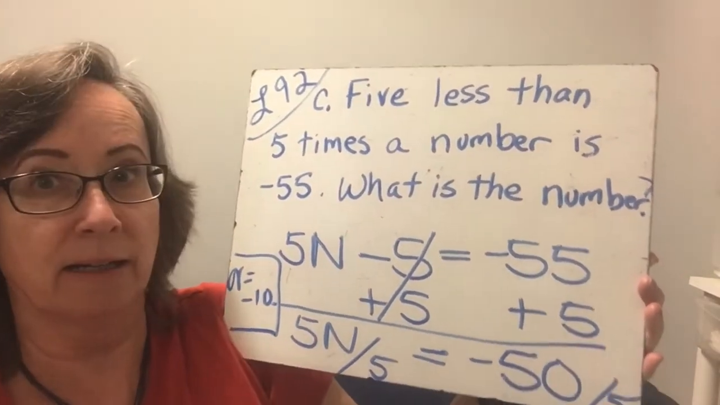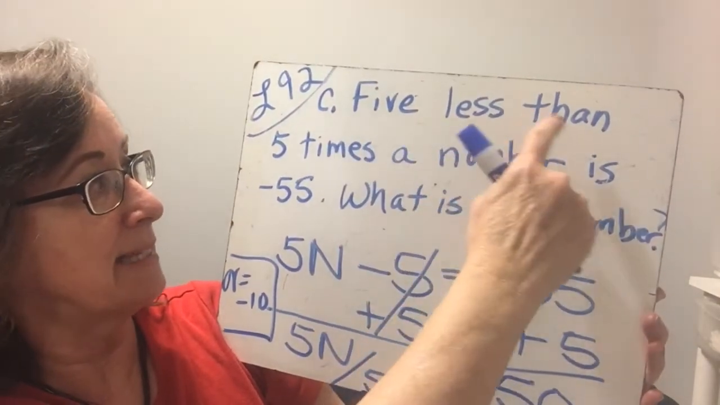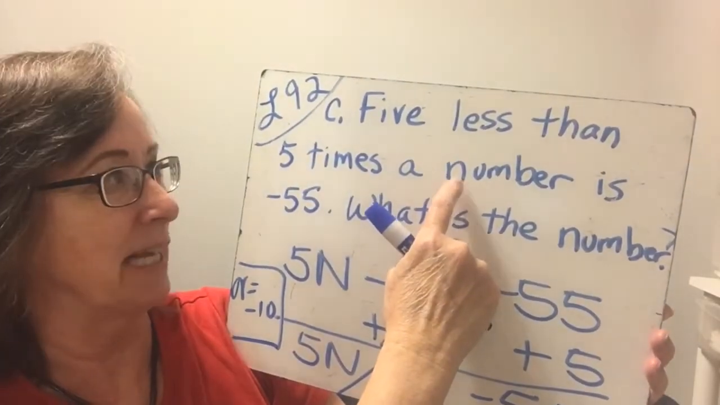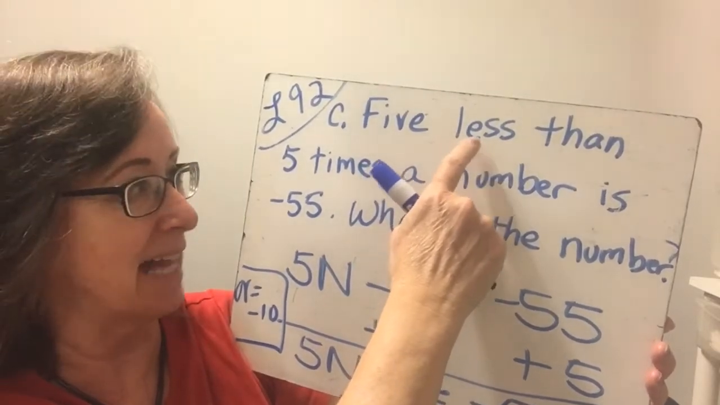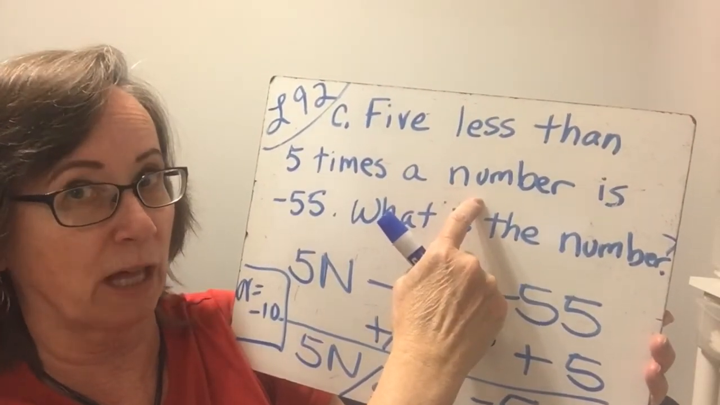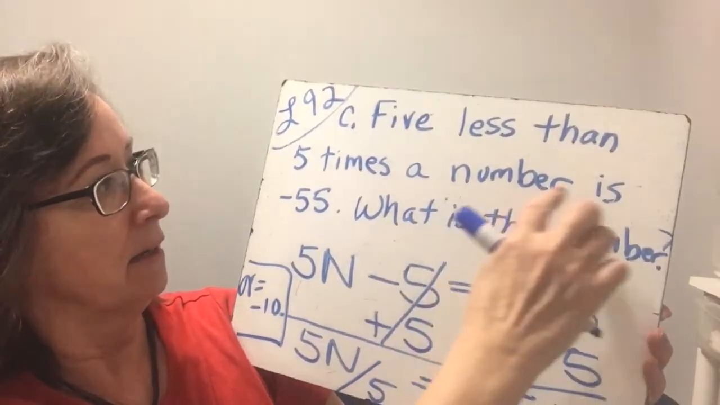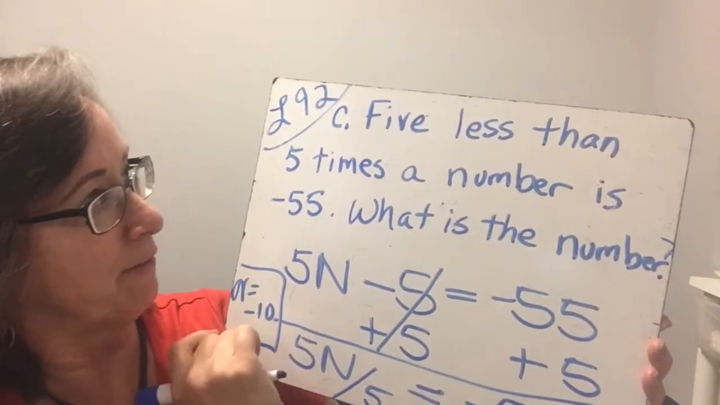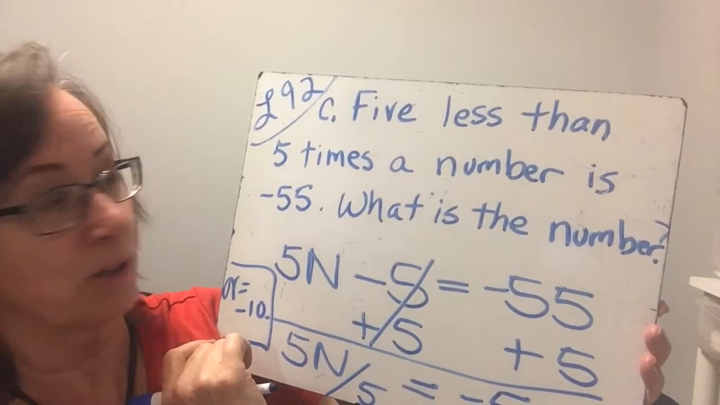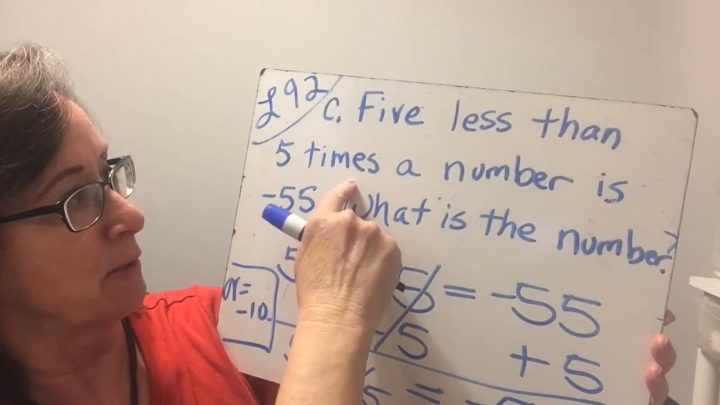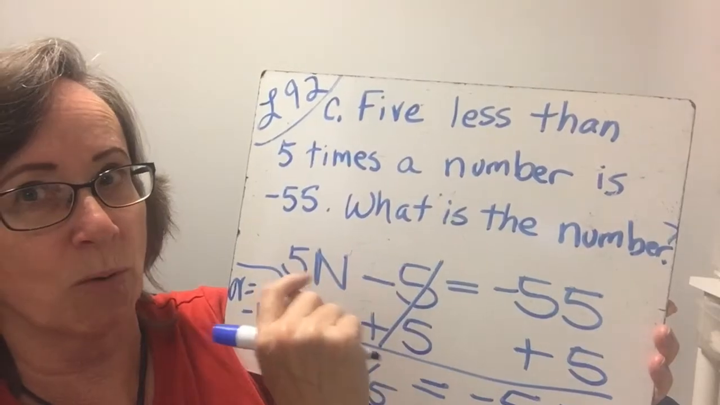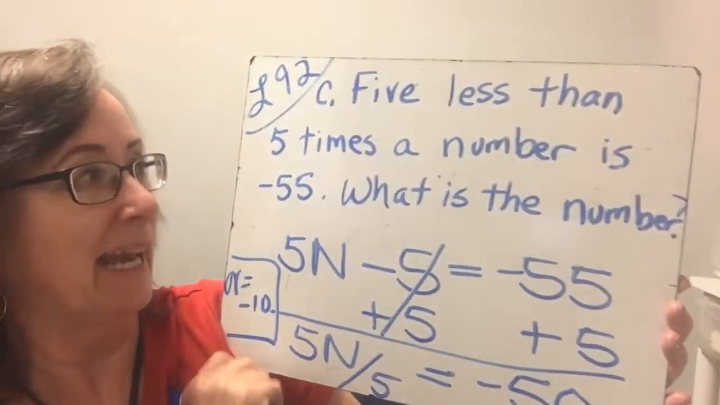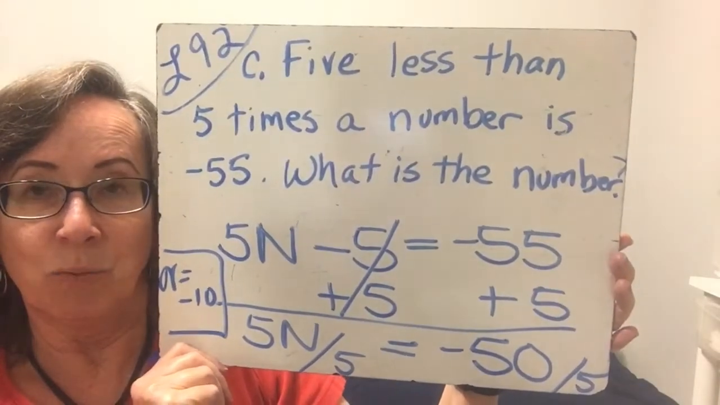Now let's go check our answer. 5 less than 5 times negative 10. 5 times negative 10 would be negative 50, and 5 less than that is going to be 5 more to the negative. So we had negative 50, and 5 less than that would be negative 55. And that is correct. We had negative 10 times 5 is negative 50. 5 more negative added to it would be negative 55. And it worked. And we are done with lesson 92.